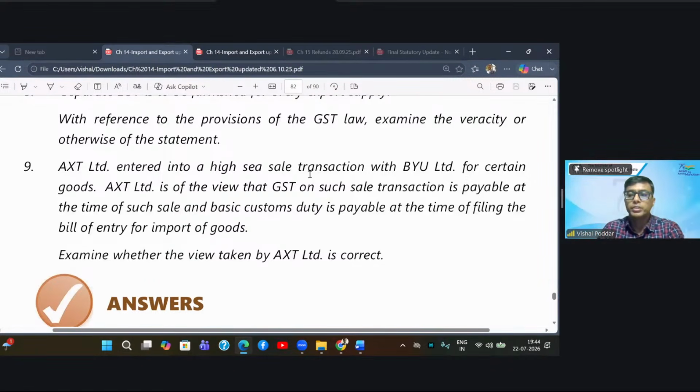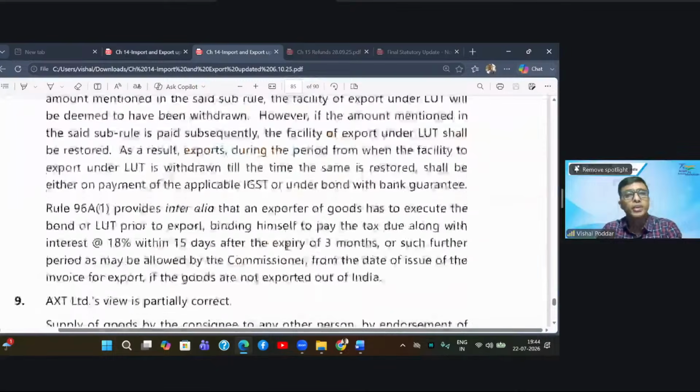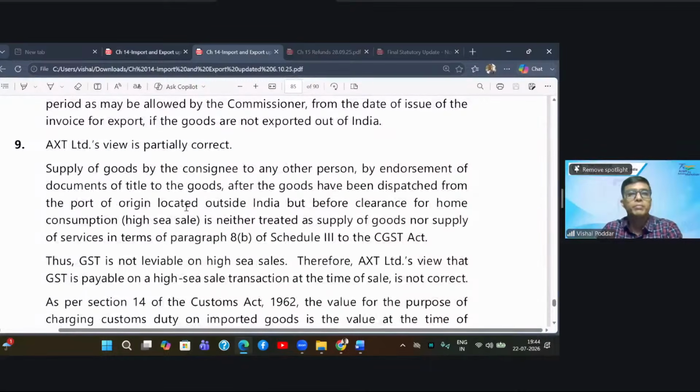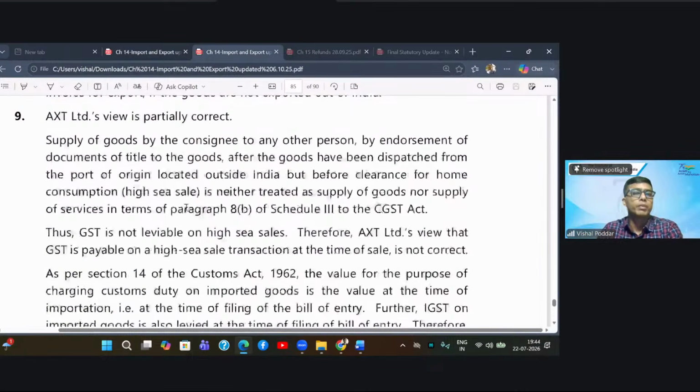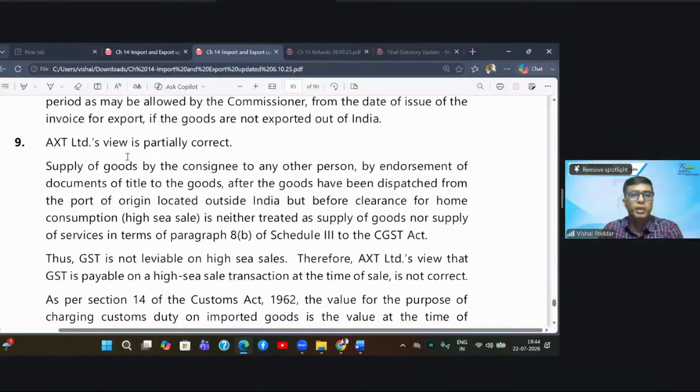Then when will the GST be applicable? The GST will be applicable only at the stage where the recipient will be taking the goods from the customs. So at that point of time, the GST will become applicable. So what is the answer?